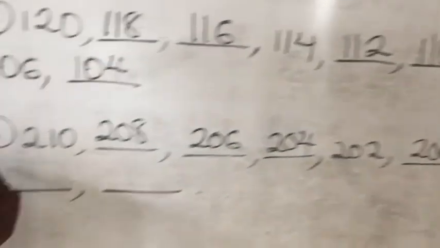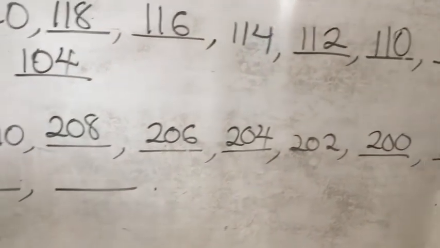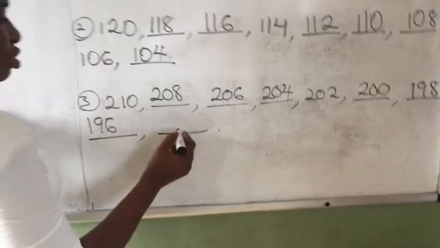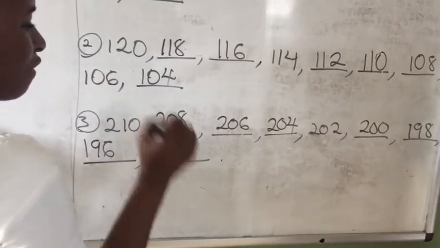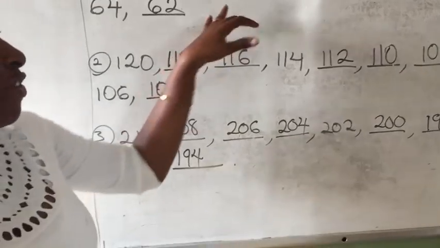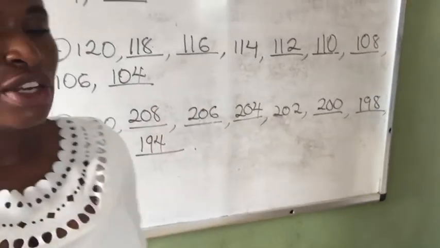198 minus 2 will give us 196. 196 minus 2 will give us 194. So this is the correction for our previous exercise. You all did very well.